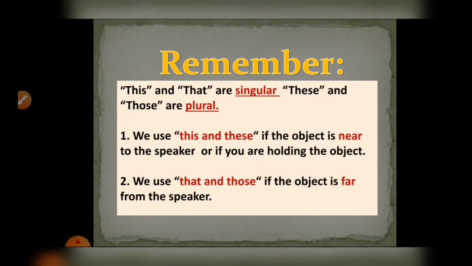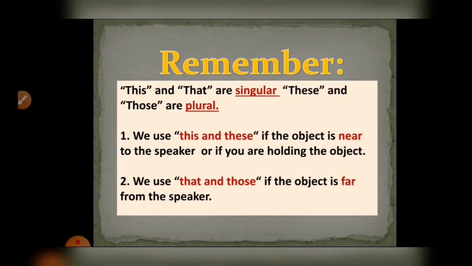If I'm holding only one pencil, then I will say this pencil. But if I'm holding like 5 pencils, then I will say these pencils. Okay? So this pencil, these pencils. This pencil, because it's only one, so we do not add s to the word pencil. But if we say these pencils, we will add s because I'm talking about plural form or more than one. So if I'm holding 5, then it is plural form.